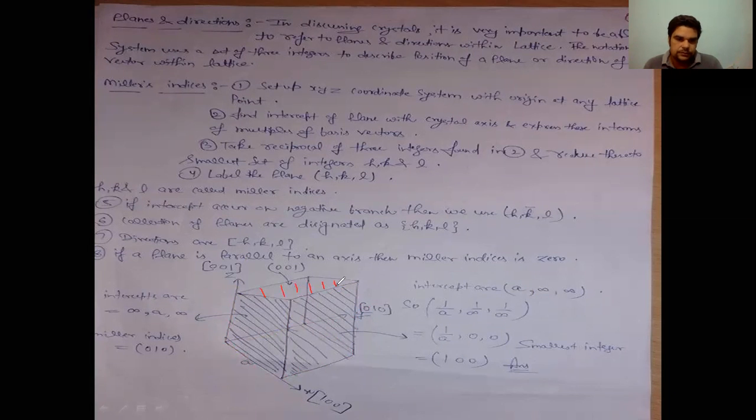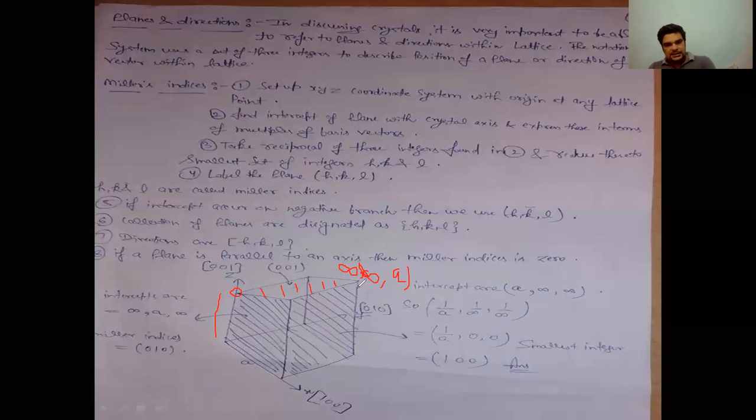Okay. So the first step is to find the intercepts. In the case of the x-axis, which is parallel to this plane, the intercept is infinity. The y-axis is also parallel to this plane, so that is again infinity. In the case of the z-axis, it is intercepting at A. You can easily see that. So this is your A. These are the three intercepts.